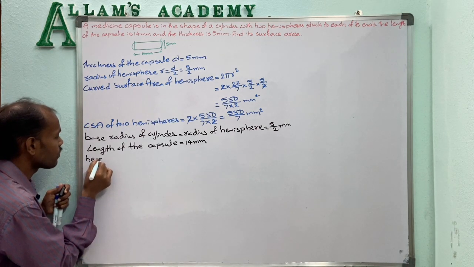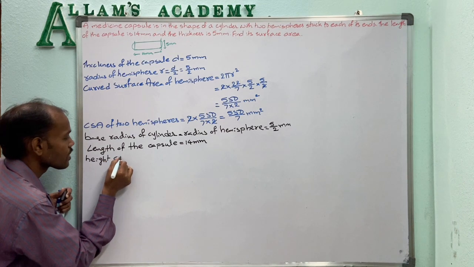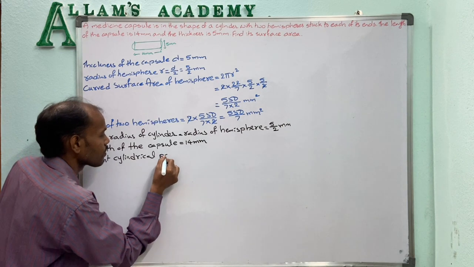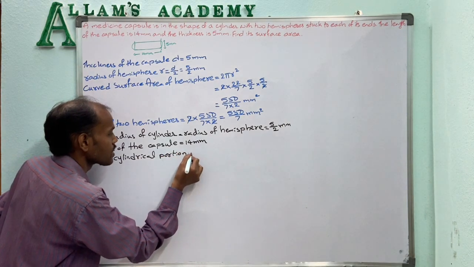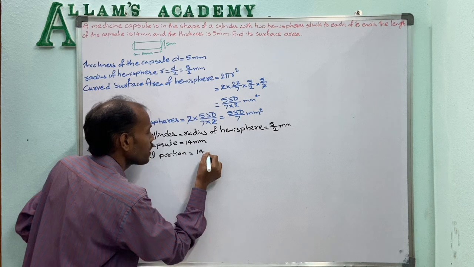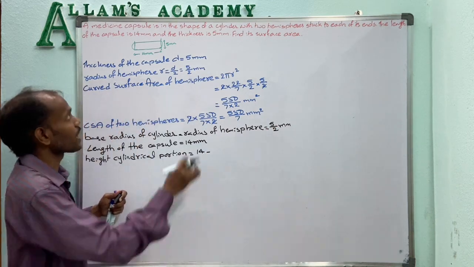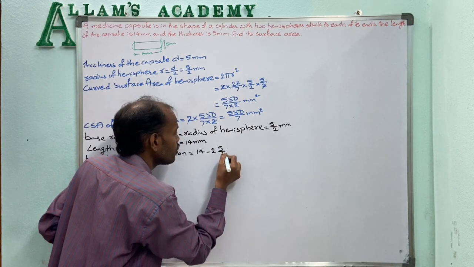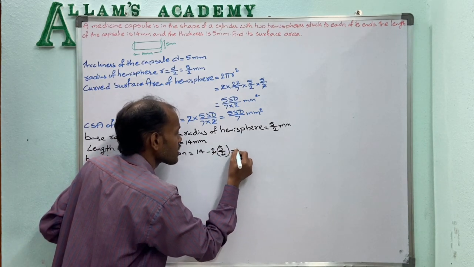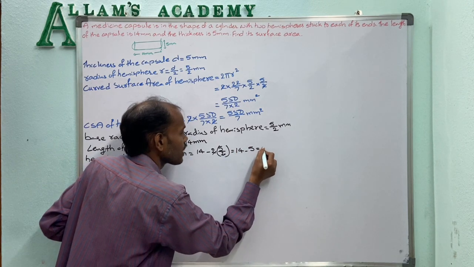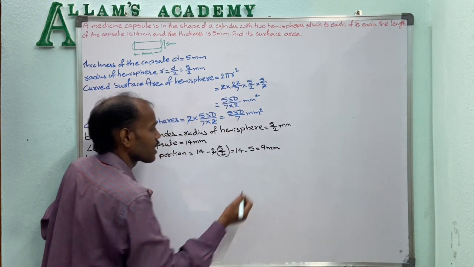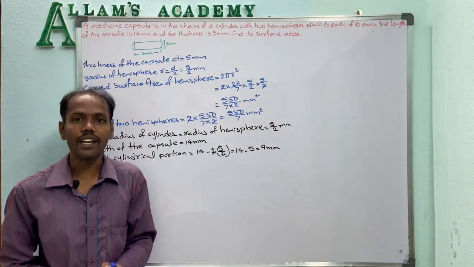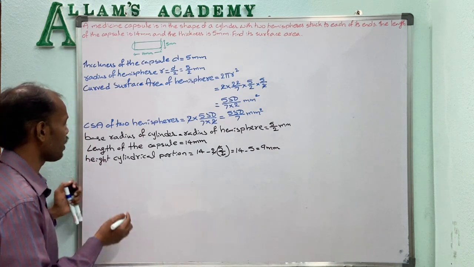Now finding the height of the cylindrical portion. The height of the cylindrical portion is nothing but 14 minus the thickness subtracted. Now here there are 2 times, so 2 into 5 by 2. So 2 gets cancelled. So 14 minus 5 is equal to 9 millimeters. Now we have the height of the cylinder and the radius of the cylinder.